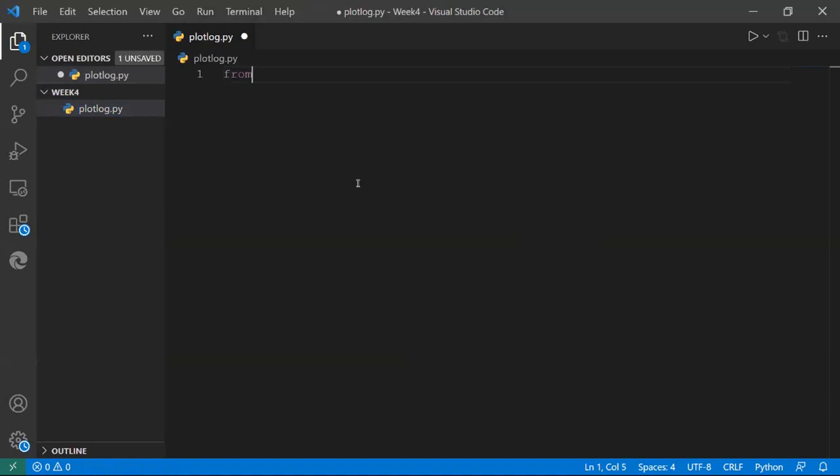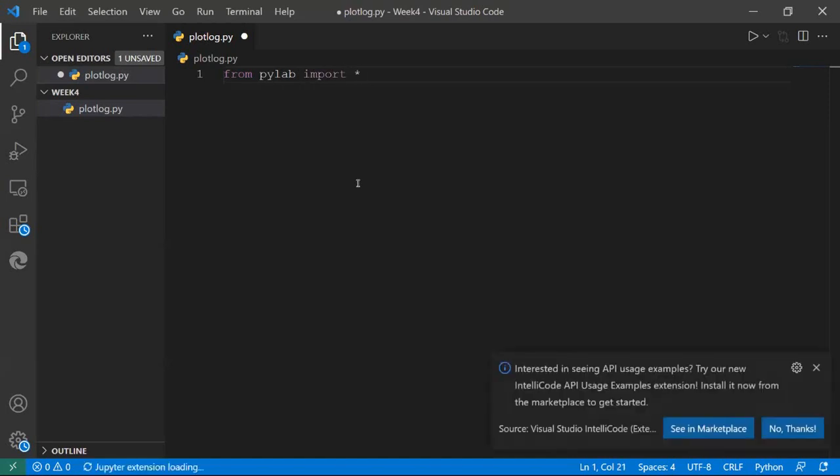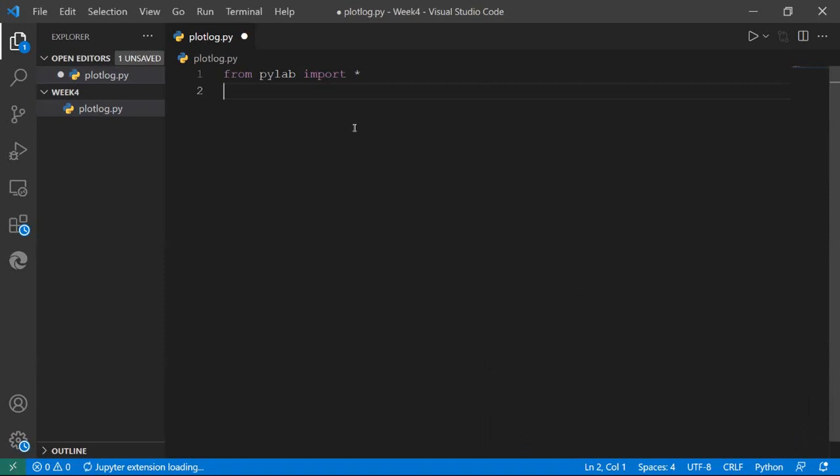So we do from pylab import star. You can also use import numpy, import matplotlib.pyplot, that's what you can do. But anyway, we are in here. I'll also import numpy as np. Normally we will do x equals numpy.linspace from 0 to 100, 101 points, something like that.